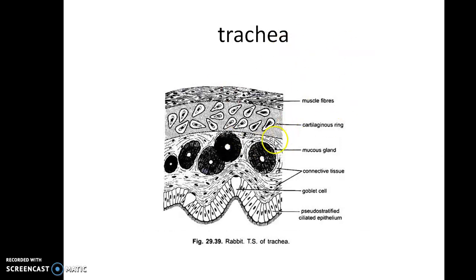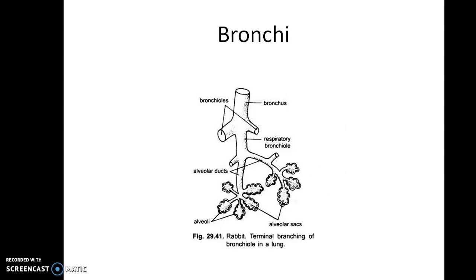So this is a transverse section of the trachea, which consists of muscles, the cartilaginous rings, the mucous glands, which are seen in abundance. There are goblet cells and connective tissue and pseudostratified ciliated epithelium. That's how the structure of trachea is. And the trachea enters the thoracic cavity and divides into two bronchi. So this is one of the bronchi. There is another one which is also diverging from the trachea.